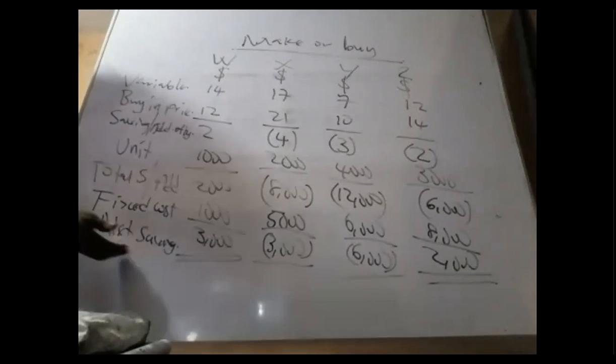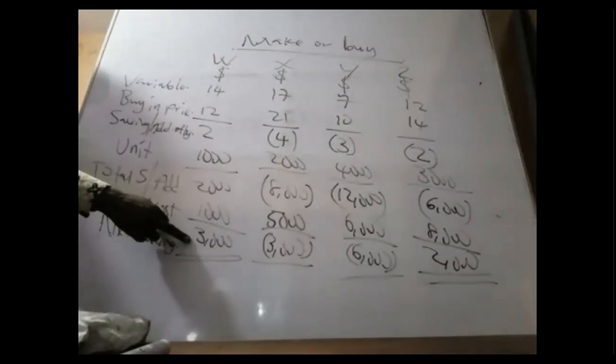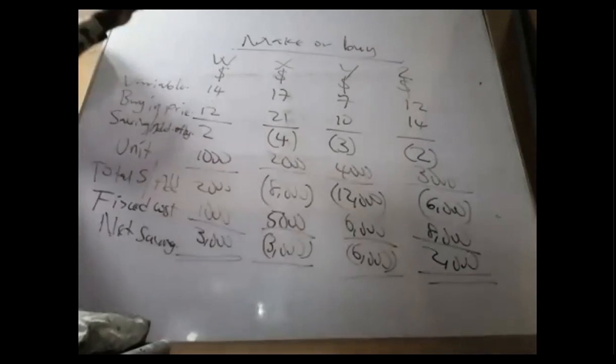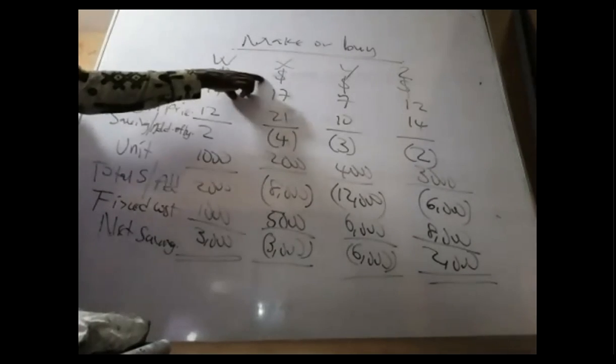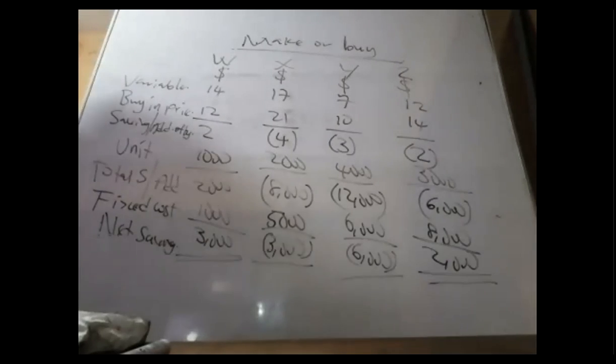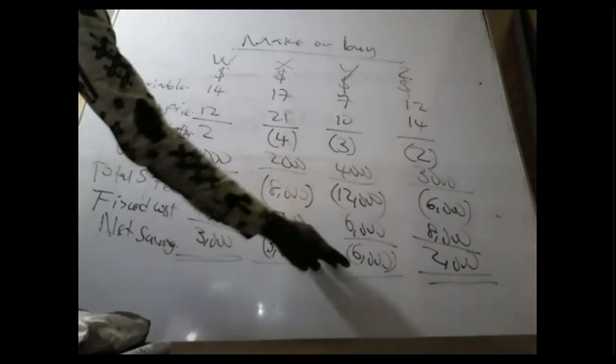Looking at the net savings, they are saving 3,000 when they buy W. They will incur an additional cost of 3,000 when they buy X. They will incur an additional cost of 6,000 when they buy Y. And finally, they will save 2,000 when they buy Z. So they should make X and then Y, and they should buy the rest. So they should make X and Y.